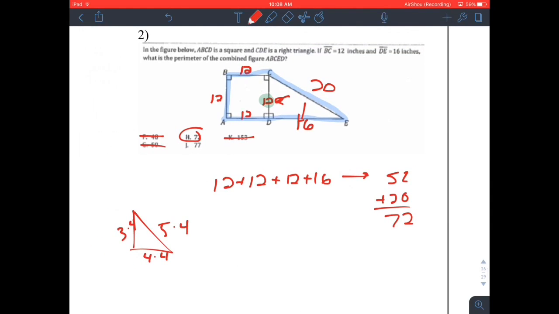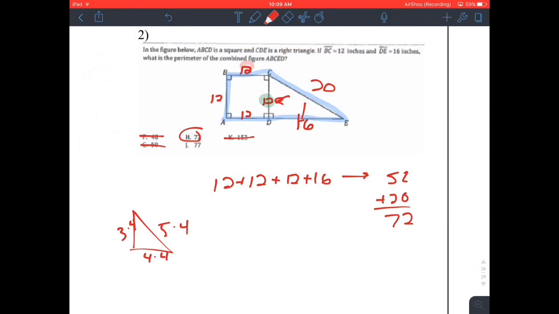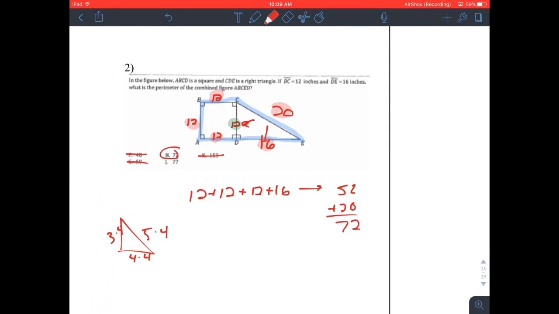To sum up, we knew that each of these sides was 12. We were told this was 16. To find that this is 20, use either the Pythagorean theorem or special right triangles. Add up all those numbers, you get 72.